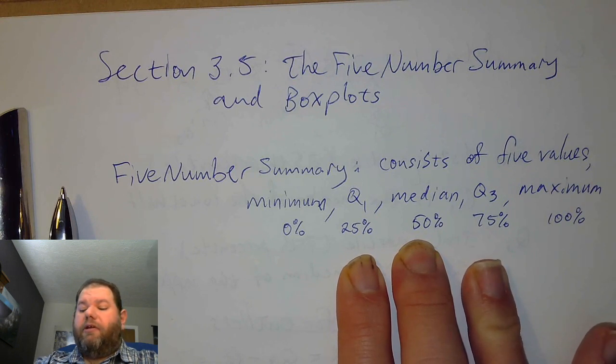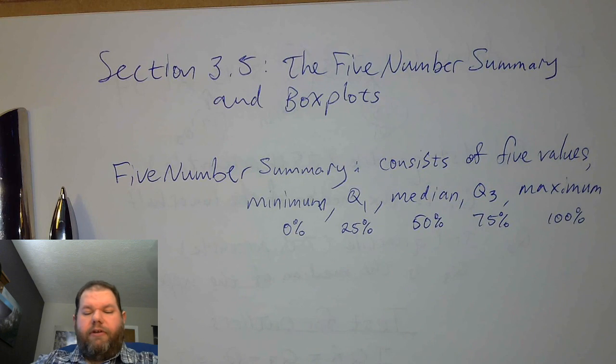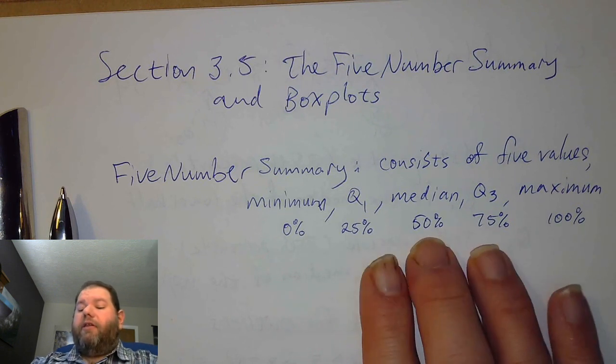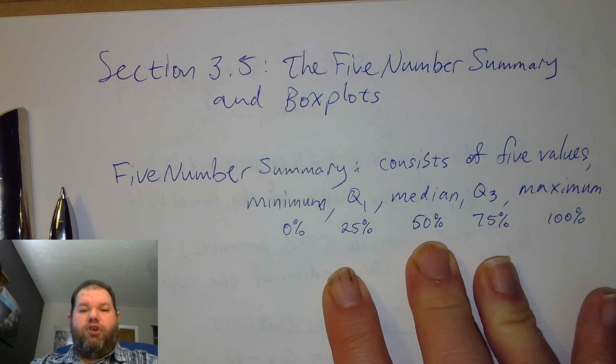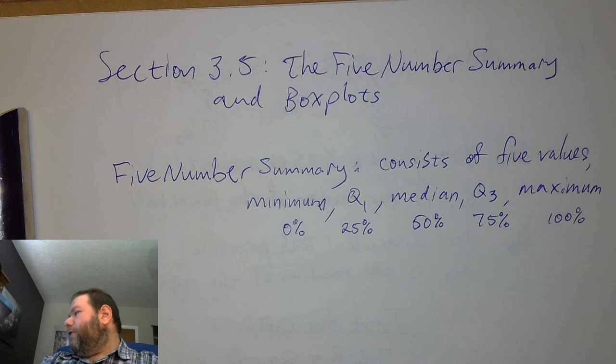And then depending on what happens with outliers, we may have these 2 on the outside be further apart. If we have a very spread out set, then there will be a good amount of distance between each of these. So, that's our 5-number summary.